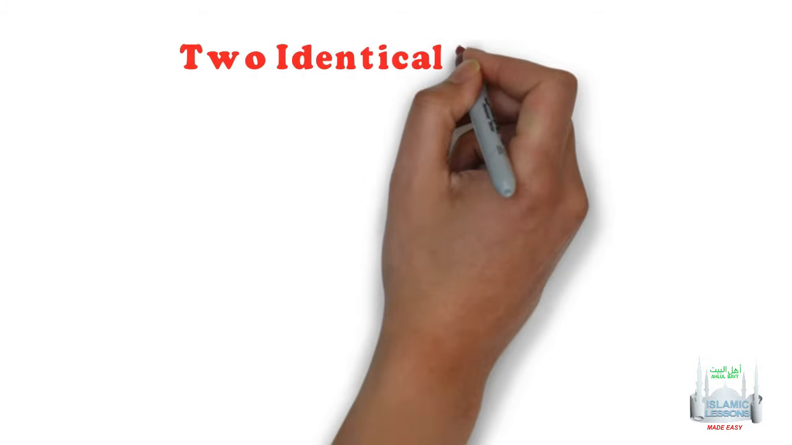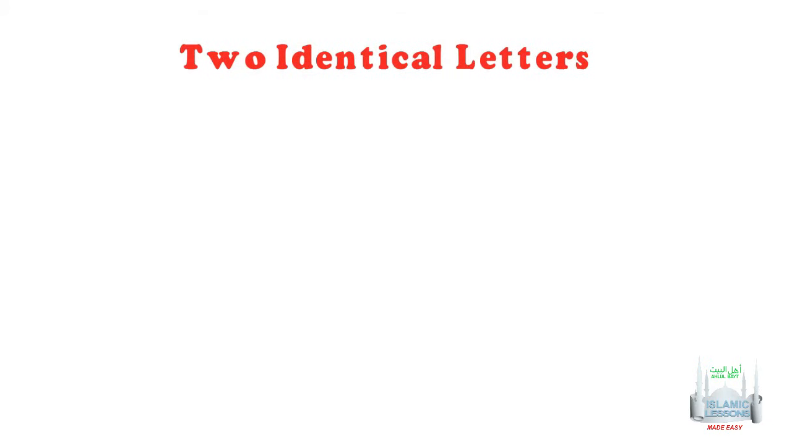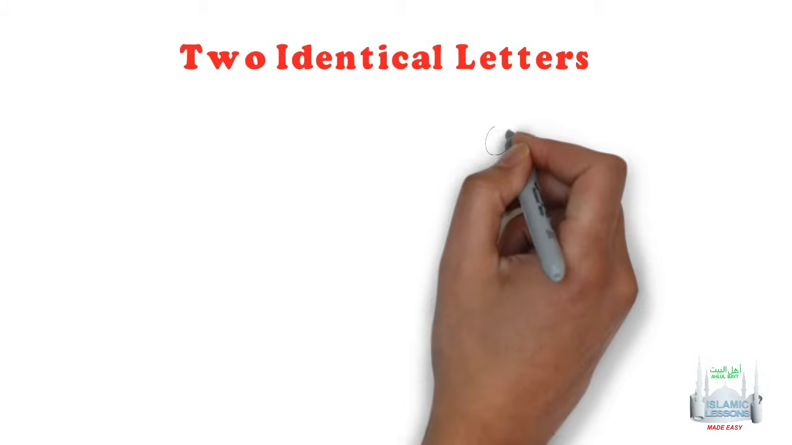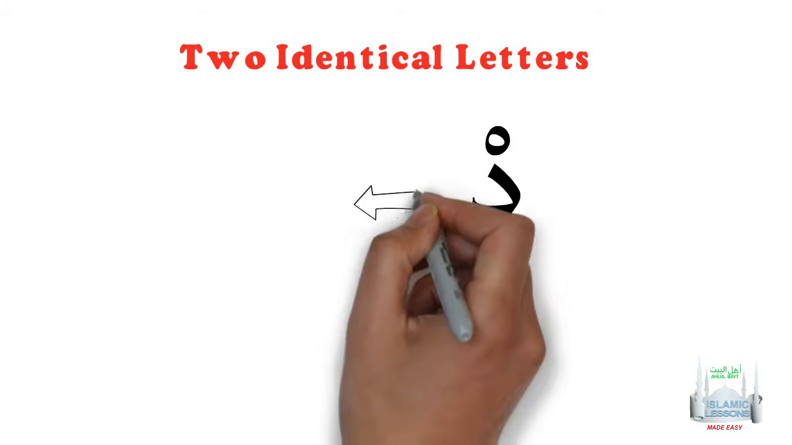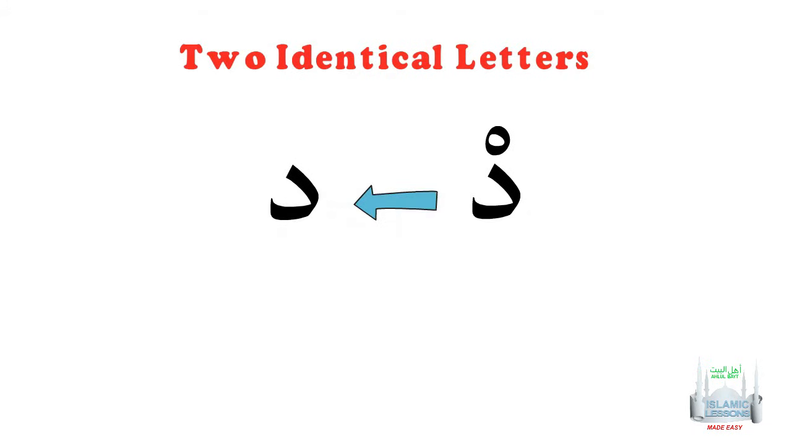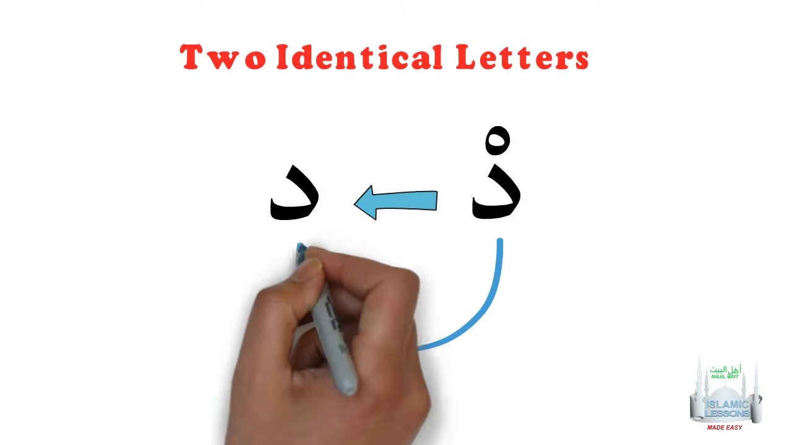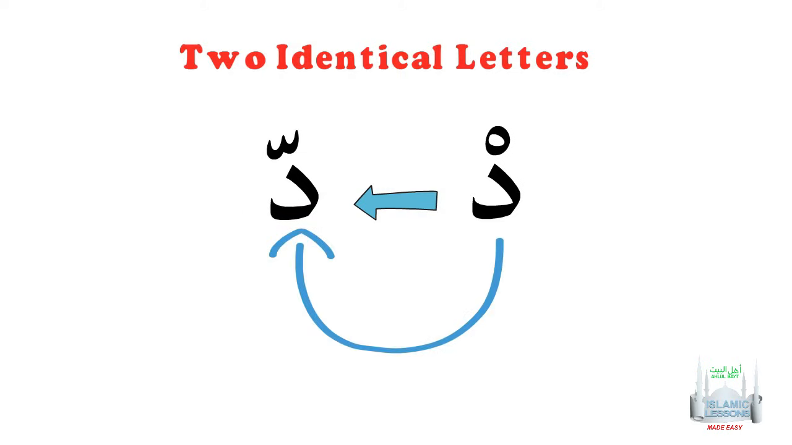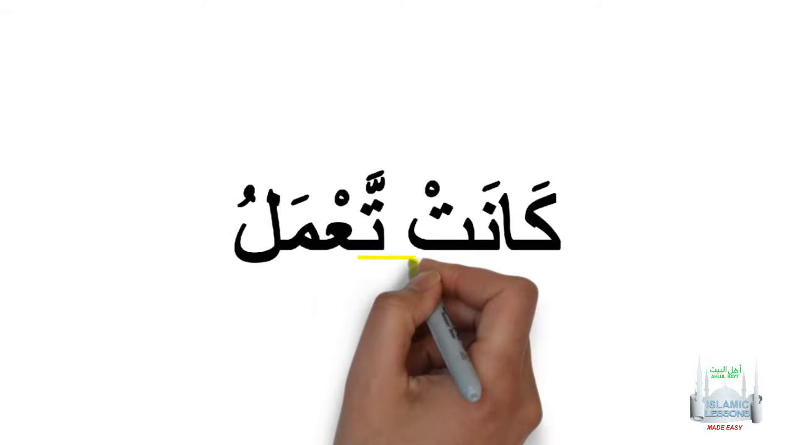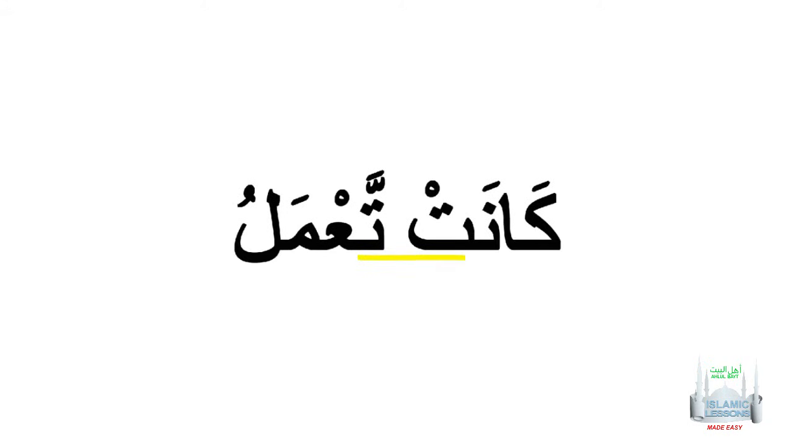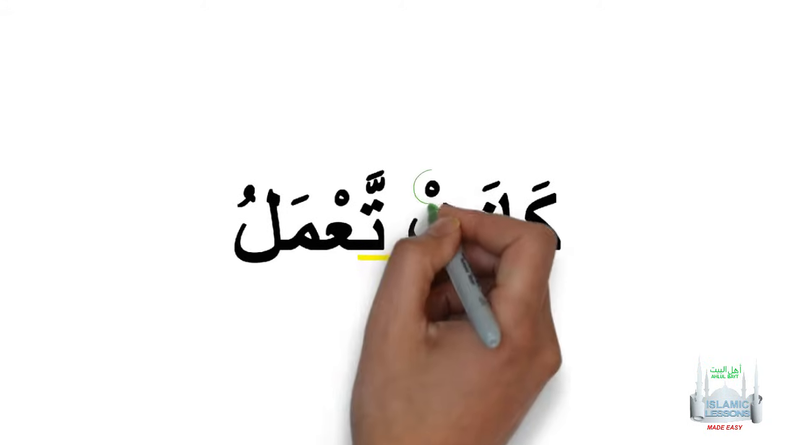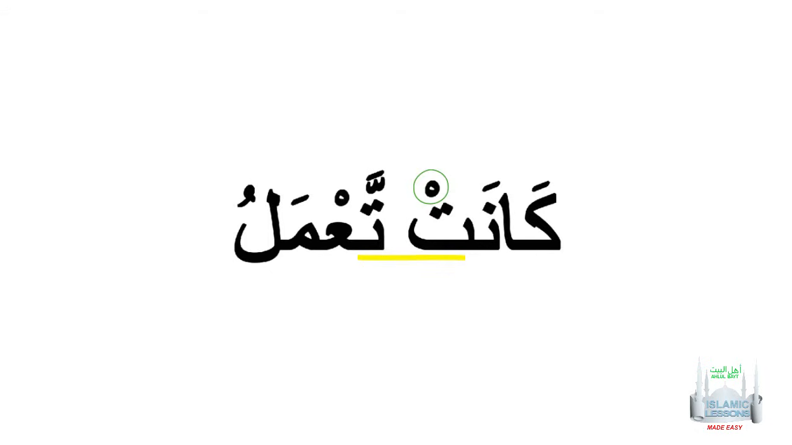The first type is called idgham of two identical letters. It occurs when a letter with a sukoon is followed by the exact same letter. Then you merge them into one letter with a shadda. For example, we see two identical letters next to each other. The first letter has a sukoon and the next letter is exactly the same. We merge them together and we add the shadda.